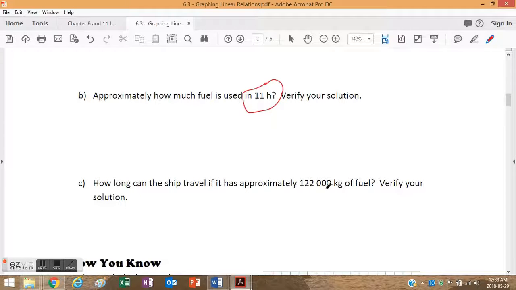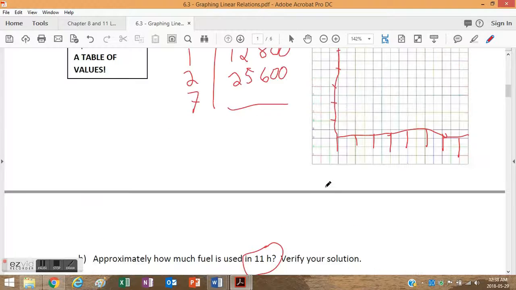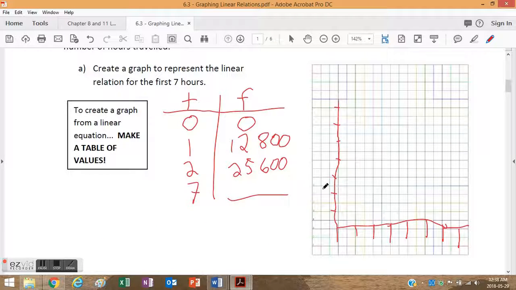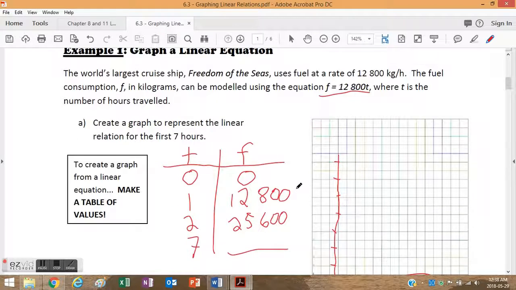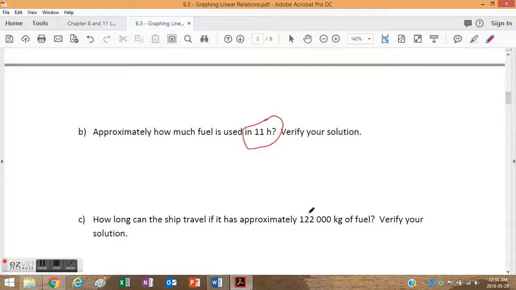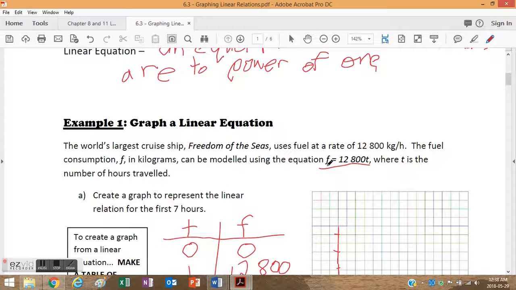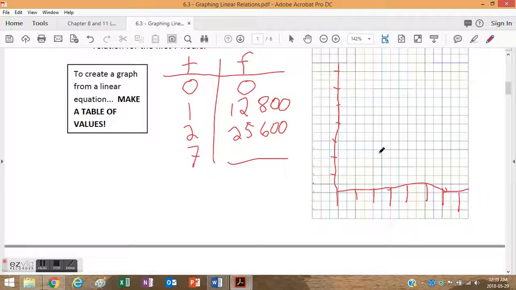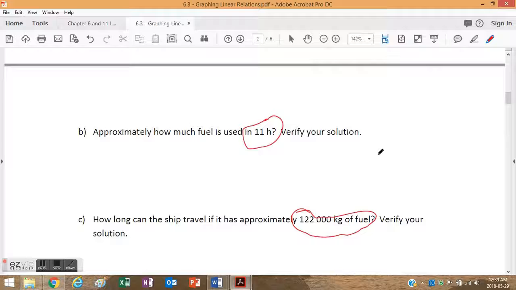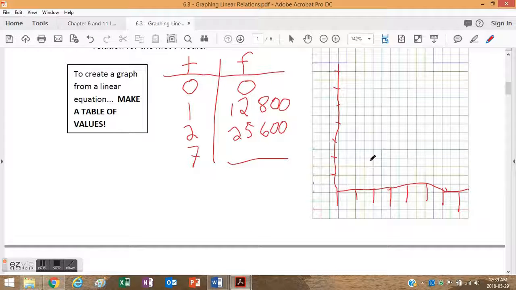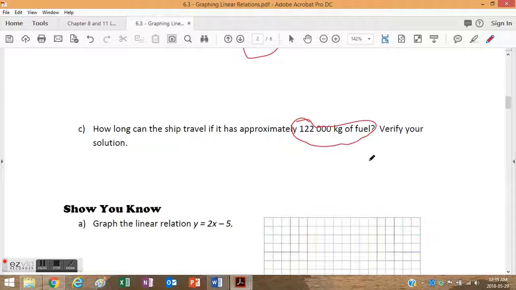How long can the trip travel if it has approximately 122,000 kilograms of fuel? Again, we could extrapolate or interpolate, depending on where the number is. Okay, I'm not trying to give anything away to you here. I'm going to make you figure it out. Or do a little bit of algebra. This is a fuel number, so this could get plugged back into our equation here as 122,000 is equal to 12,800 T. Now we've just got algebra. So we can either do equation and algebra stuff, or we can look on the graph and either interpolate or extrapolate.